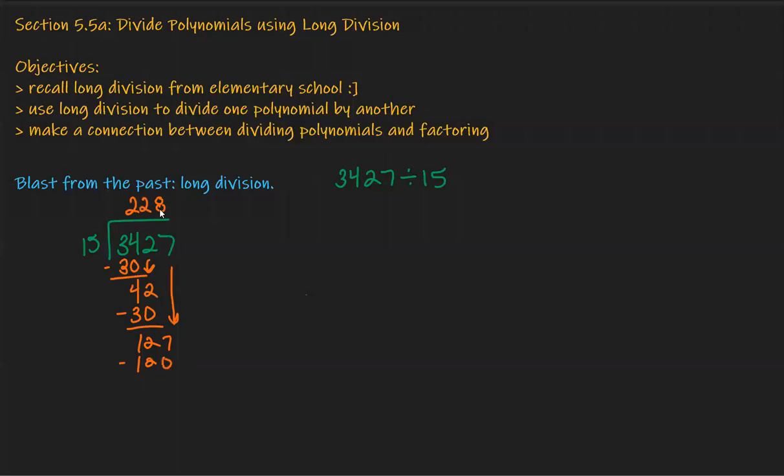Okay, so if I go up to 9, that's going to put me at 135, and that's too big. So I'm at 8. And if I subtract these, I end up with 7. Now there's no more numbers to bring down. I've brought down the entire 3,427.